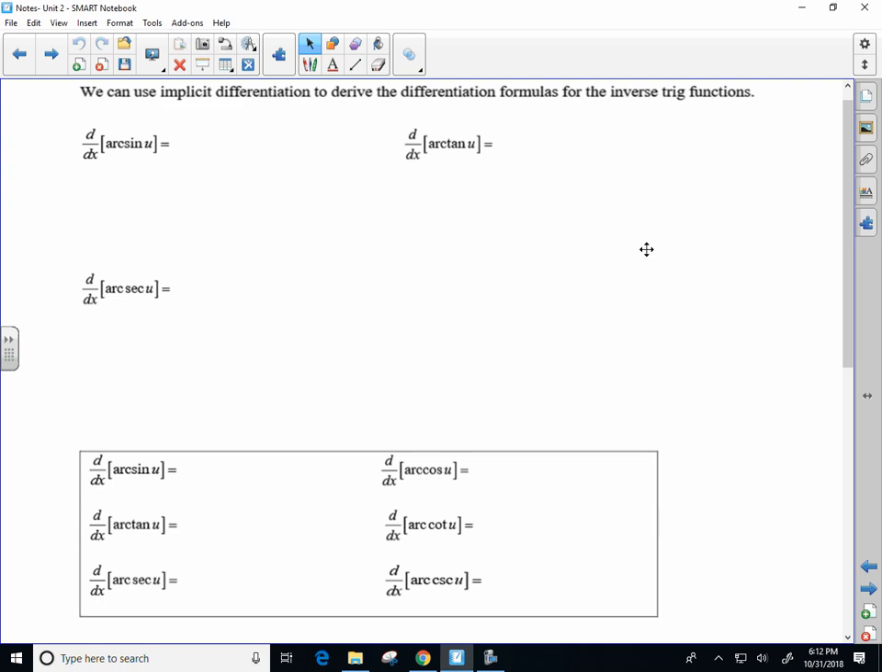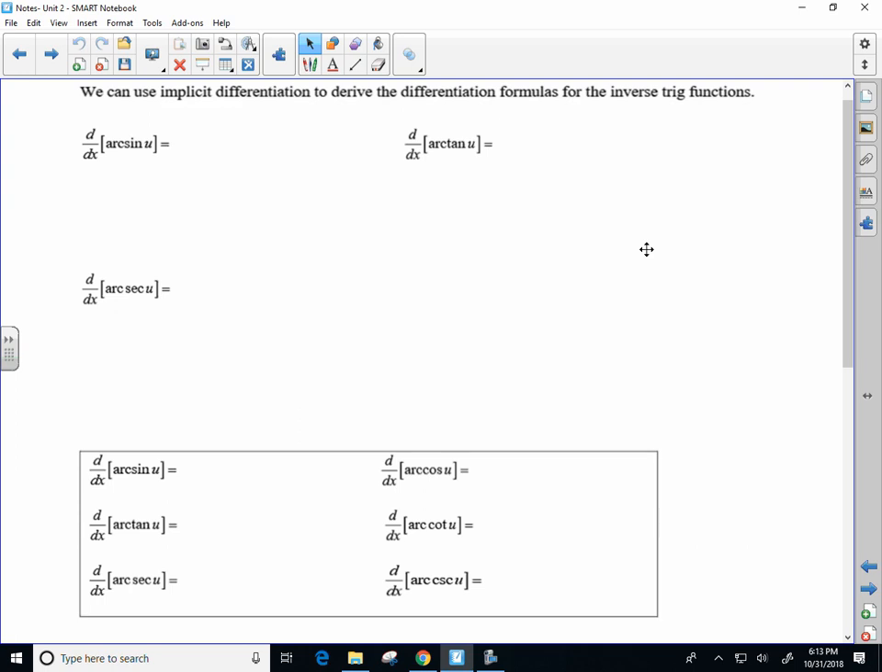So, all right, we're going to use implicit differentiation to derive the differentiation formulas for the inverse trig functions. It sounds redundant, derive the differentiation formulas, but derive in this context means generate, like build the differentiation formulas. So it's kind of an alternative way to think about these things rather than just rote memorization.